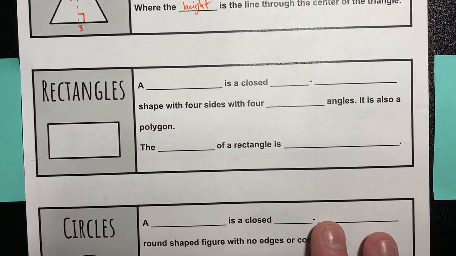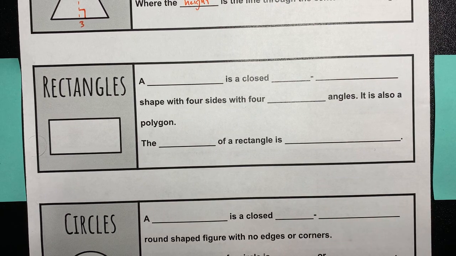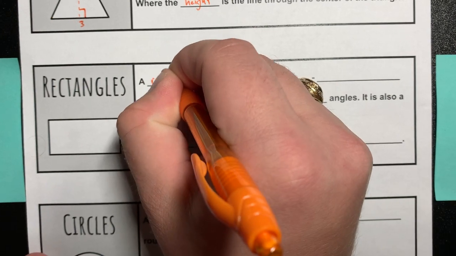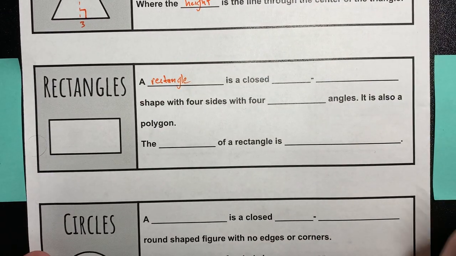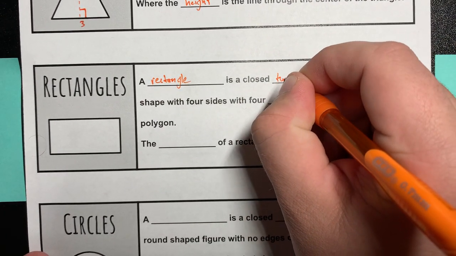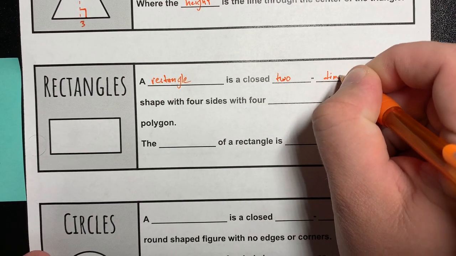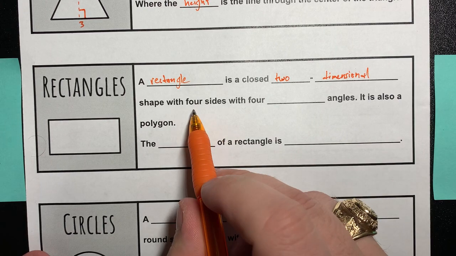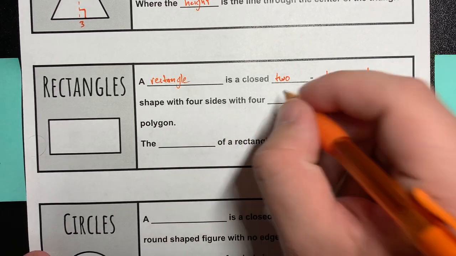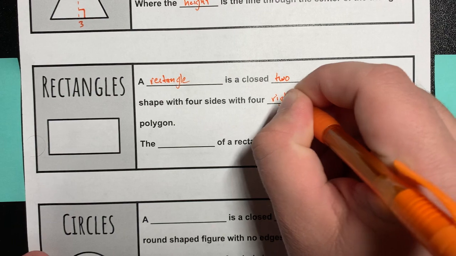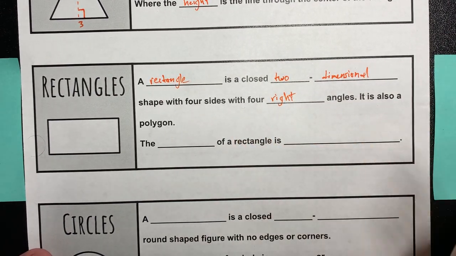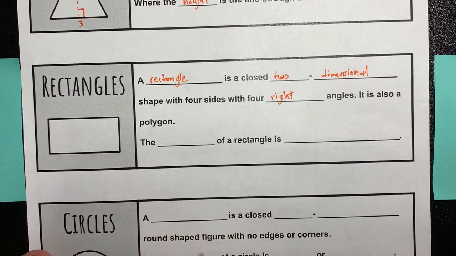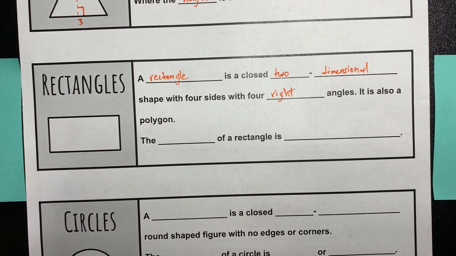So moving on, here we have rectangles. And a rectangle is a closed two-dimensional shape, just like the triangle. But this one has 4 sides with 4 right angles. It is also a polygon. So you see here, it is also a closed shape with only straight lines.